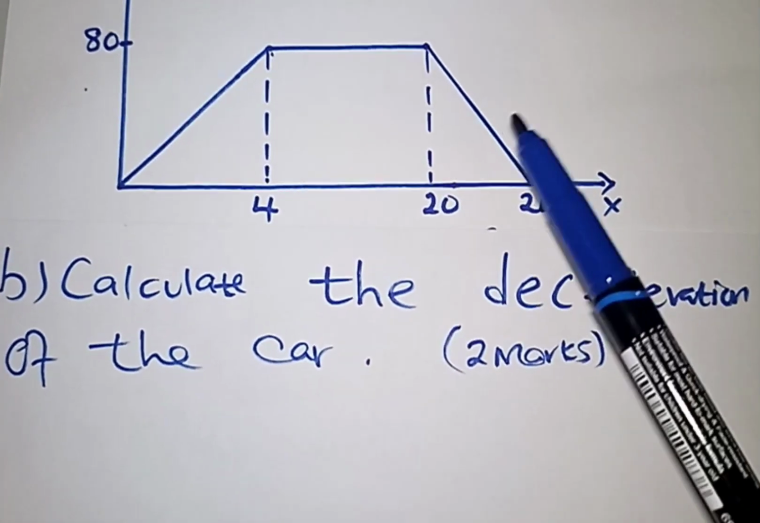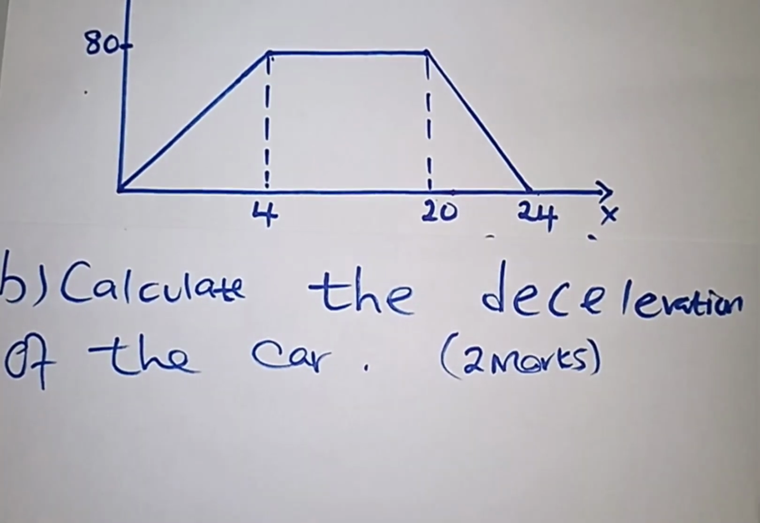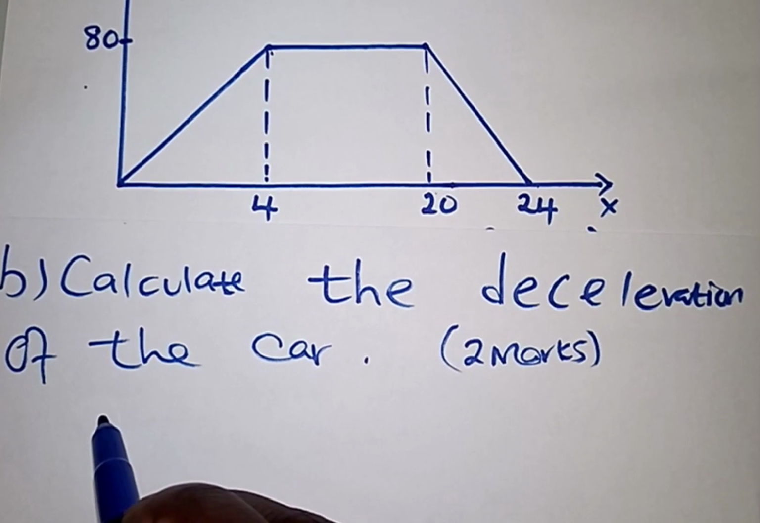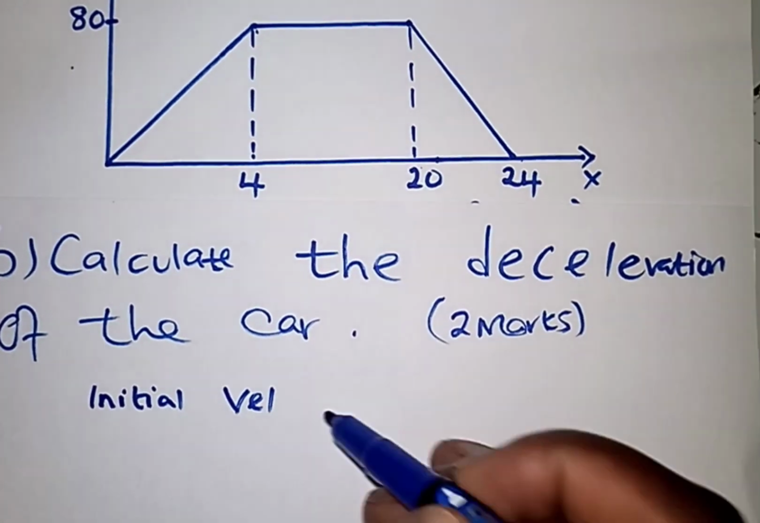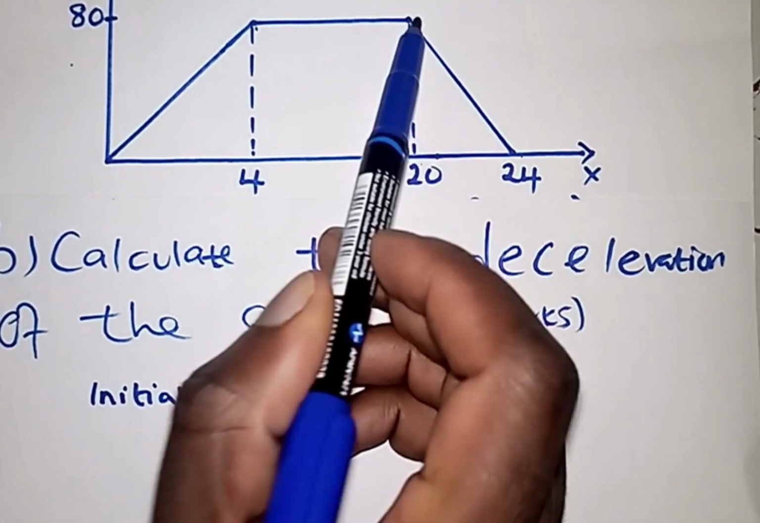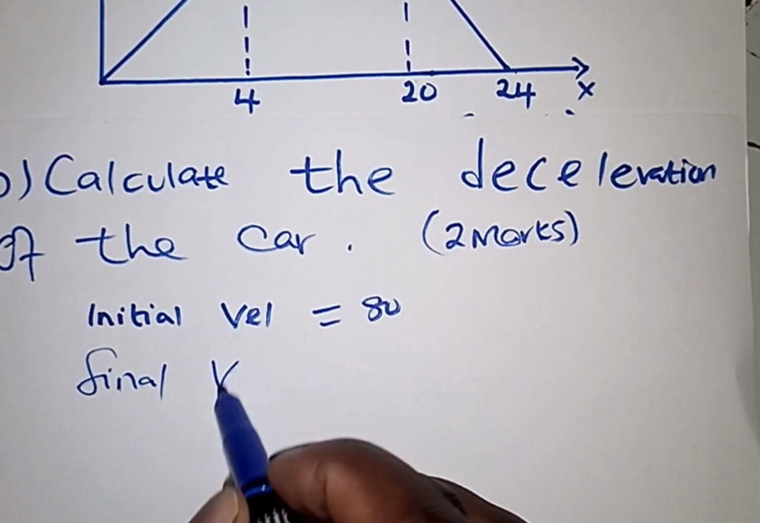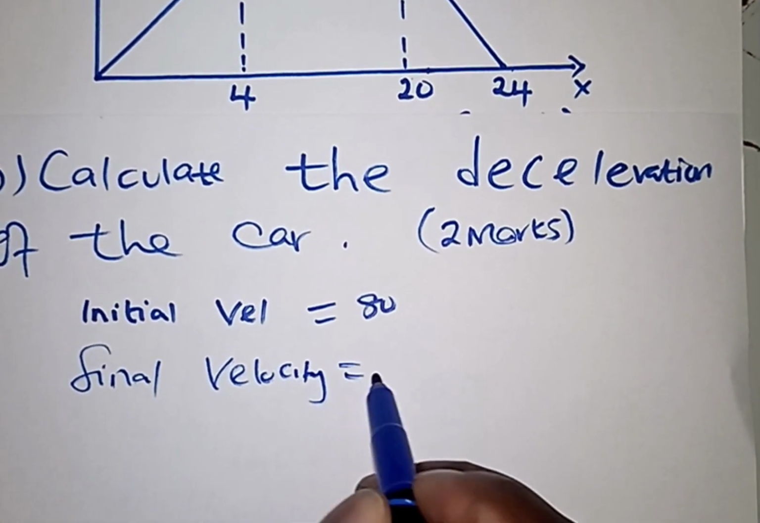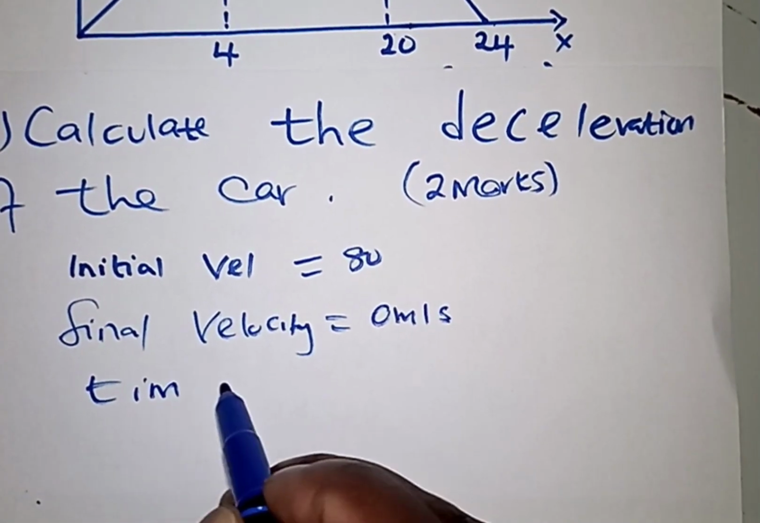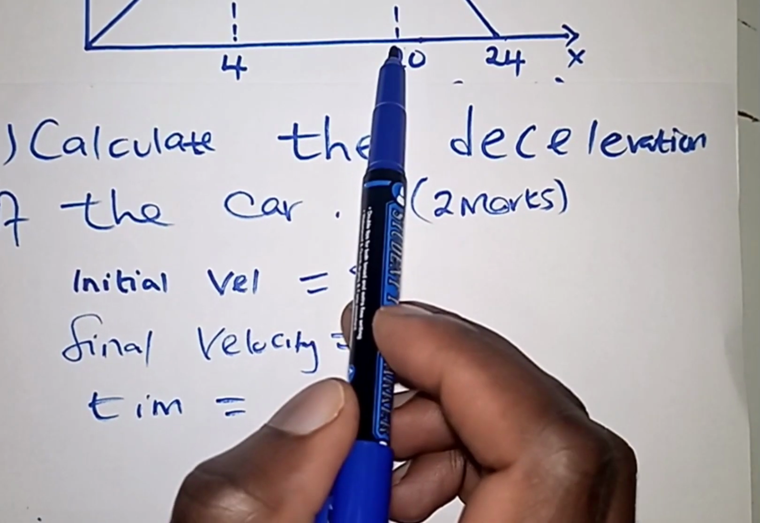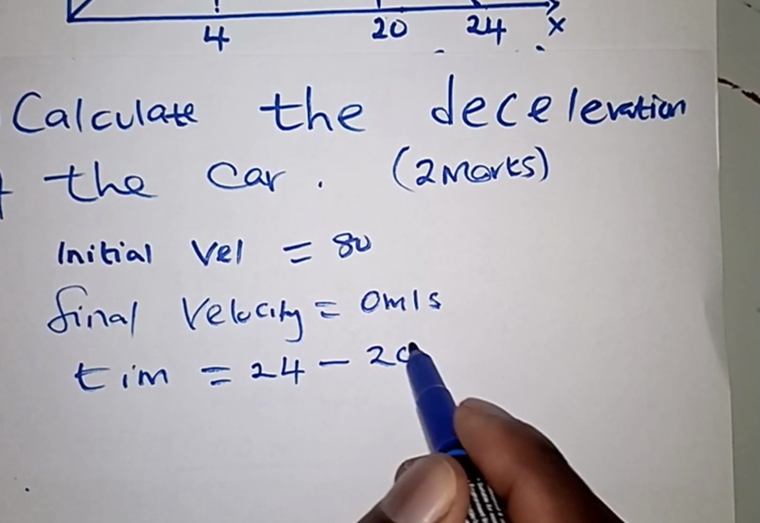Now calculate the deceleration of the car. When is the car decelerating? It is between 20 to 24 seconds, where we have the slope of the graph being negative, and we need the initial velocity, which is 80. For this case, it is meters per second. And the final velocity: the vehicle is coming to a stop, so we are talking about 0 meters per second. And then the time it takes to come to rest, that is between 20 to 24, so 24 minus 20, which is 4 seconds.